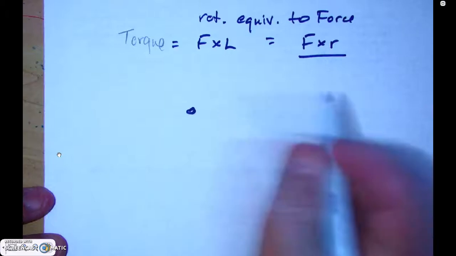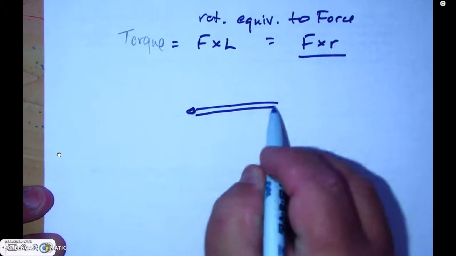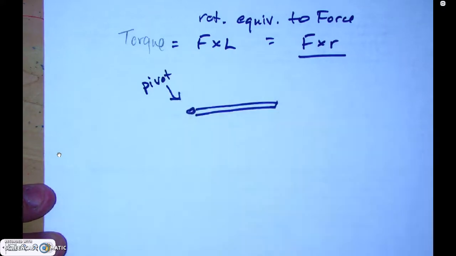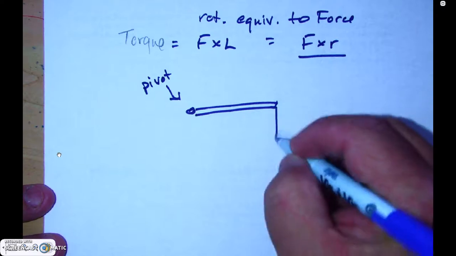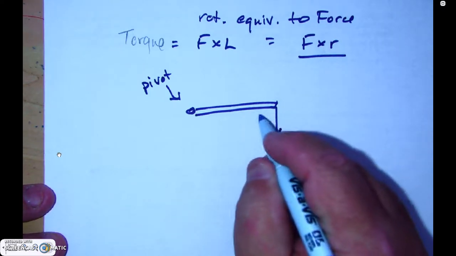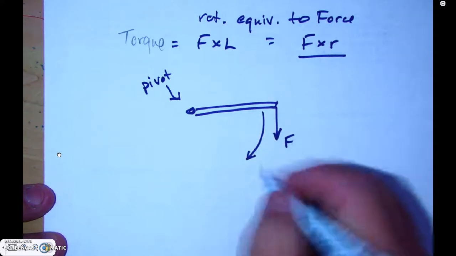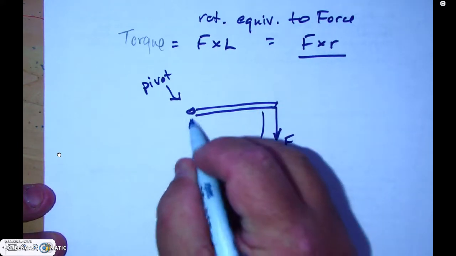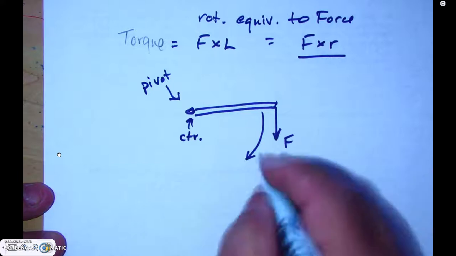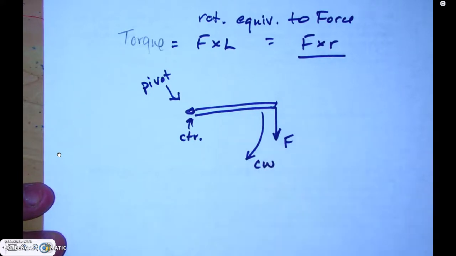So if I have an object like this, this is my pivot point. If you're going to have something rotate, it's got to have a point at which it rotates around. A force out here will cause it to rotate this way, which of course, if this is the center of the clock, would be in the same direction that the hands would go, so this would be a clockwise torque.